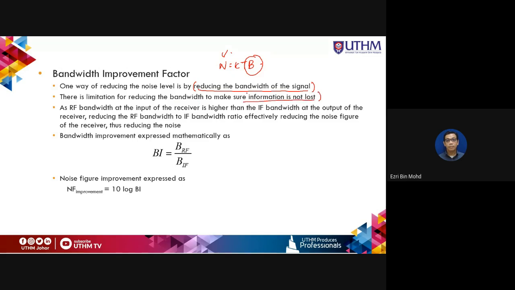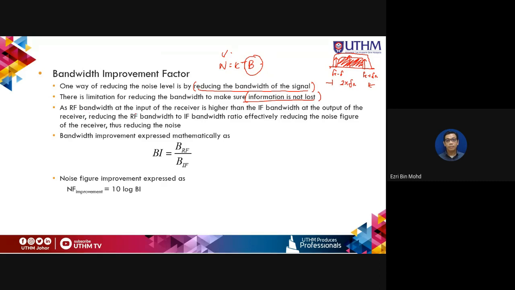Let's say for example we have a bandwidth of FC plus FM and FC minus FM, whereas its bandwidth is 2 times FM. When we want to reduce the noise level, make sure we do not reduce the bandwidth of the receiver too much. If the receiver bandwidth does not include the upper sideband and lower sideband, then the information will be lost.